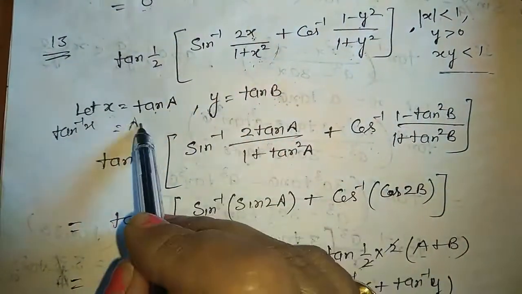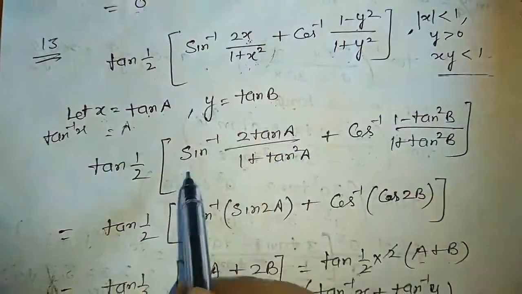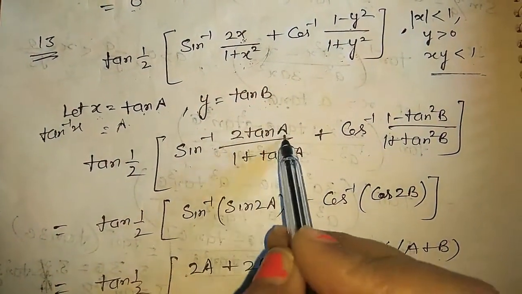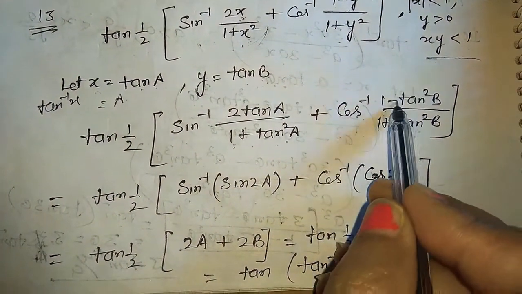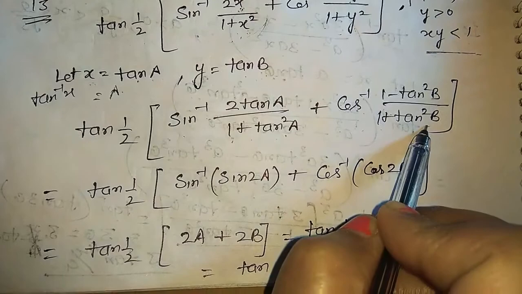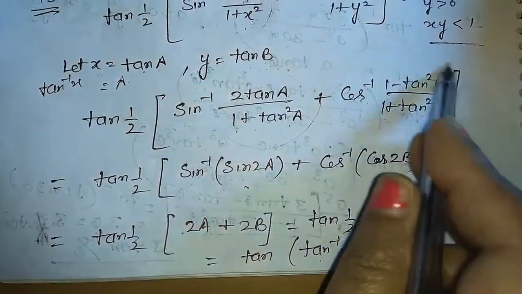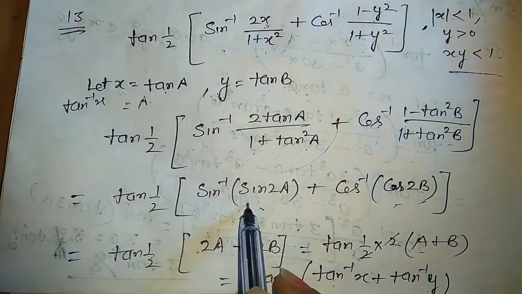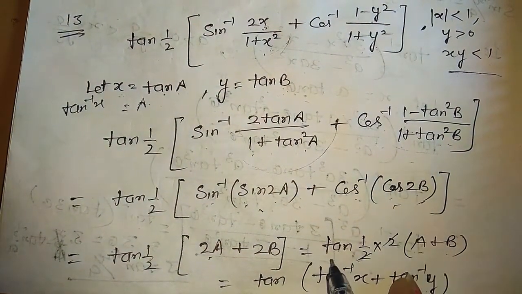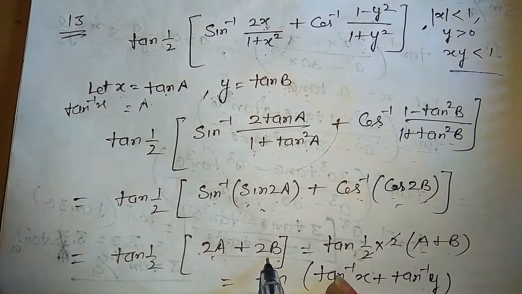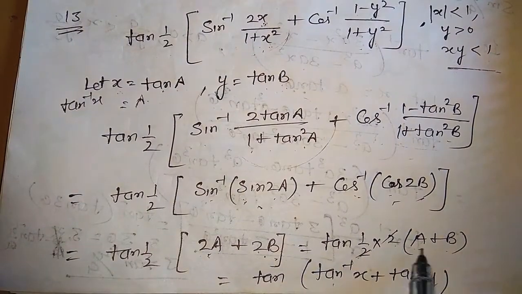So putting x equal to tan A and y equal to tan B in this, we will get sine inverse of 2 tan A upon 1 plus tan square A, plus cos inverse of 1 minus tan square upon 1 plus tan square. And this is the formula of sine 2A and this is the formula of cos 2B. Sine cancels with sine inverse, it will be 2A, and this will cancel, it will be 2B. Then 2A plus 2B. We take 2 common, 2 cancels with 2, tan of (A plus B).